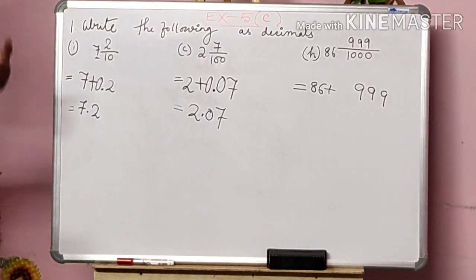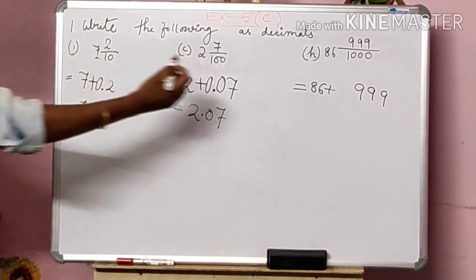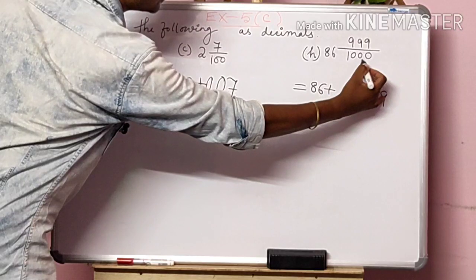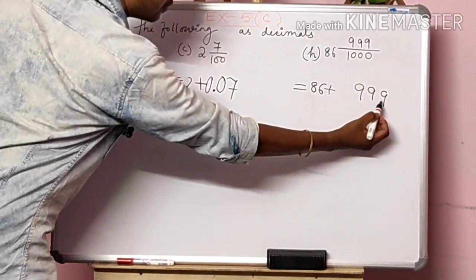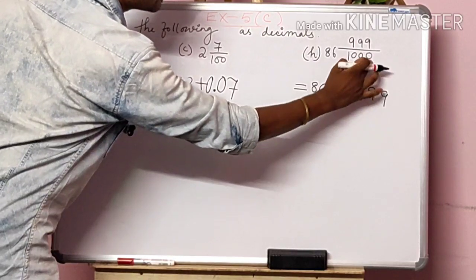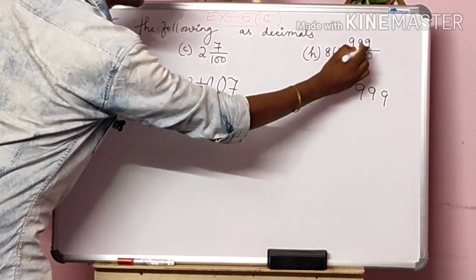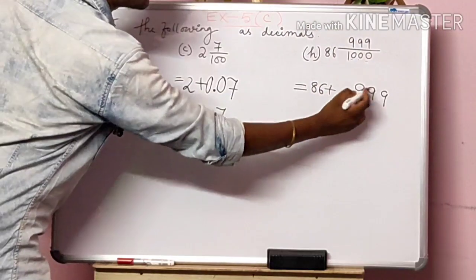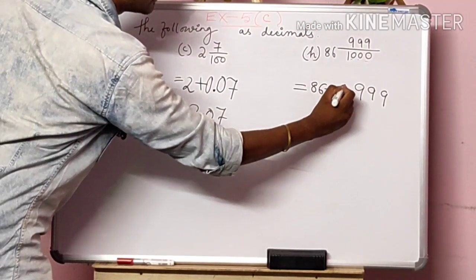We just have to see how many zeros are present in the denominator. So you see there are 3 zeros present: 1, 2, 3. We don't have to give an extra 0 here because there are only 3 zeros and there are also 3 numbers. So we will put one decimal here and it is finished.